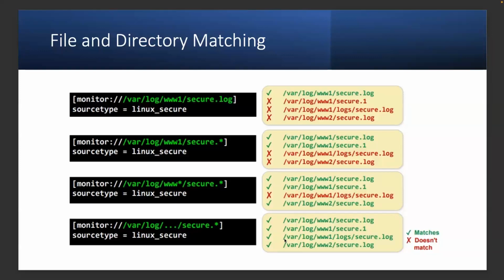So you see here, it looks at it, says var/log/ww1, which we know is inside of log, right? And inside of ww1, we have logs. So it still captures that log. So there are 2 directories in between here, but because you gave this 3 dots, it traverses and looks for anything. I'm looking for something that ends in this secure dot star. So that's why in this case now it captures everything.